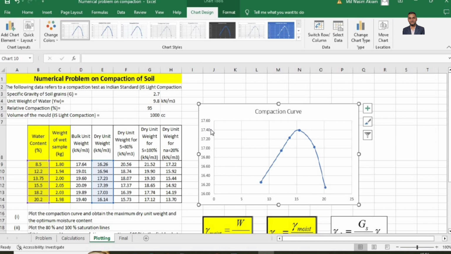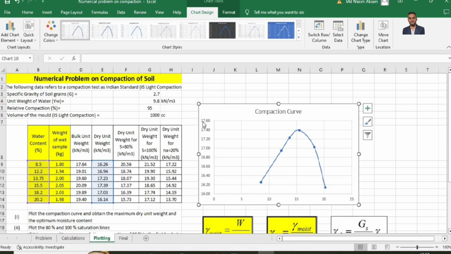In this way we can calculate the maximum dry density. It is approximately equal to 17.4 plus, and the optimum moisture content is approximately equal to 15. So as per the question, we have to calculate the maximum dry density and optimum moisture content. From this curve we can easily calculate the maximum dry density and optimum moisture content.